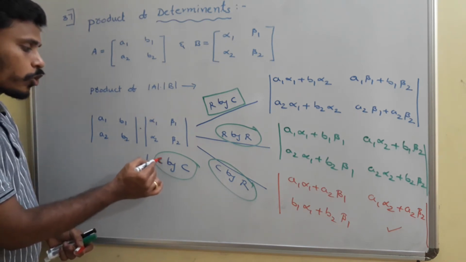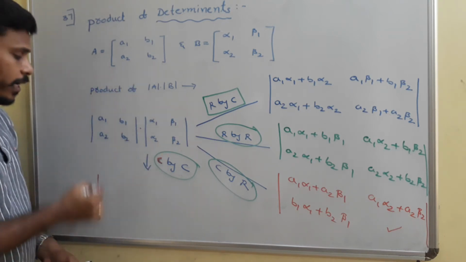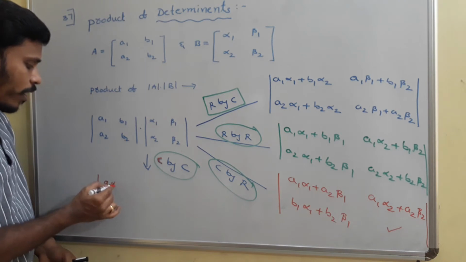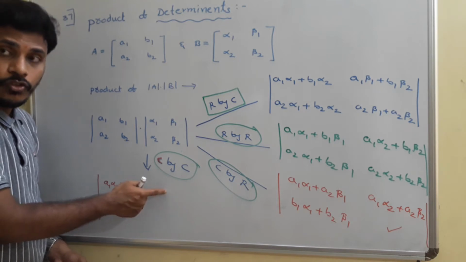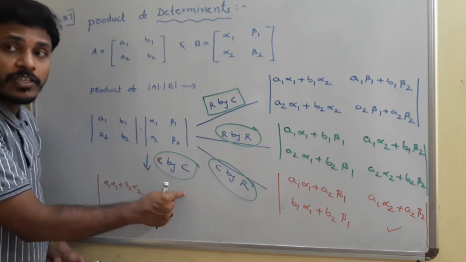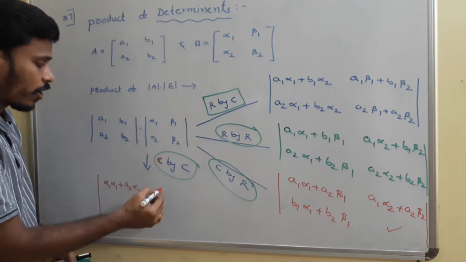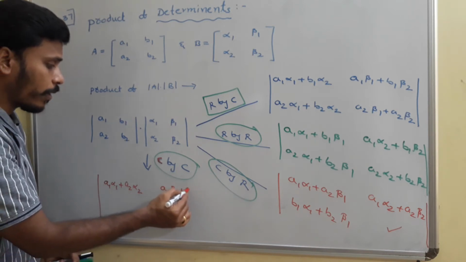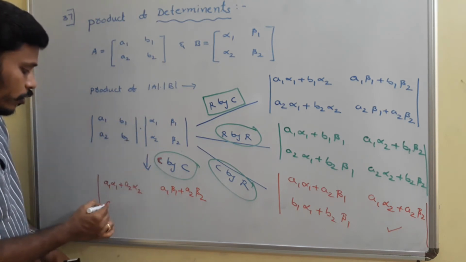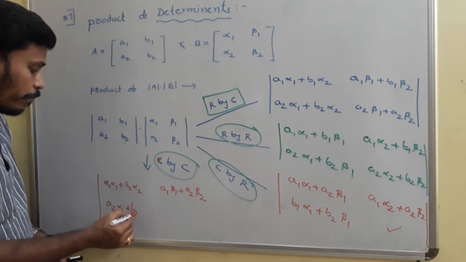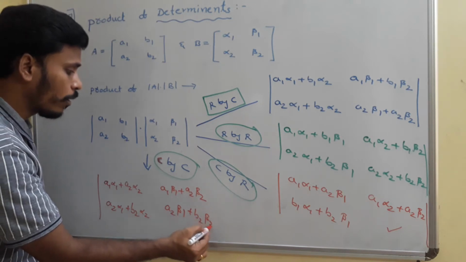And the fourth choice is column by column. Column by column means first column, first column; first column, second column, like that. First column, first column: here it is A1 alpha 1 plus A2 alpha 2. And this position is first row, second column. Its suffix is 1, 2. Since its suffix is 1, 2, you go with first column and here with second column. So A1 beta 1 plus A2 beta 2. And then second row, first column: B1 alpha 1 plus B2 alpha 2. And here it is B1 beta 1 plus B2 beta 2.